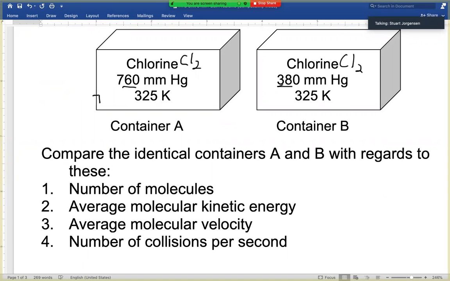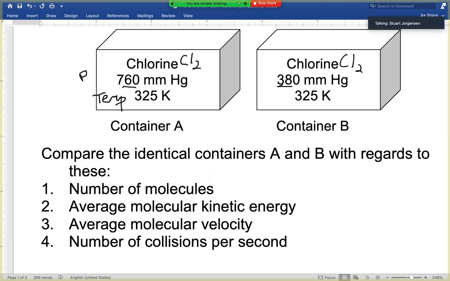Remember that Kelvin measures the temp. It helps you label it. Millimeters of mercury measures the pressure. Cool. Number one, the number of molecules. Oh, okay. Starting right off the bat with a hard one.